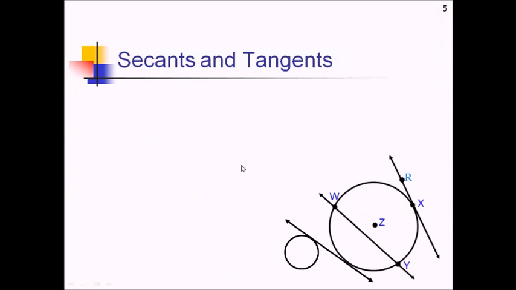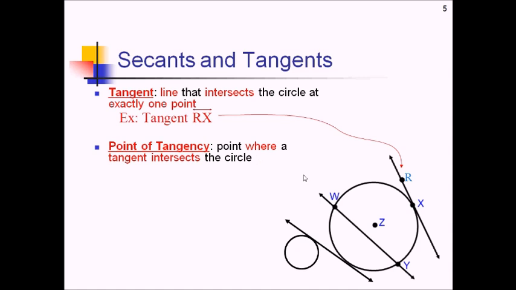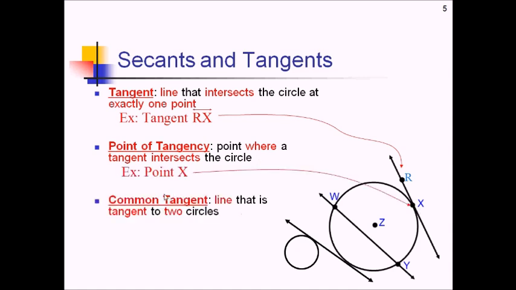At this point, we're now going to talk about some lines that intersect circles. A tangent line is a line that intersects a circle at exactly one point. So for example, tangent line RX right here. And note that I put the little line with arrows on it to show that it is a line and not just a line segment. Now, a point of tangency is a point where a tangent intersects a circle. So a point of tangency, one point here would be this point X. And a common tangent, that's a line that is tangent to two or more circles. So for example, this line right here.